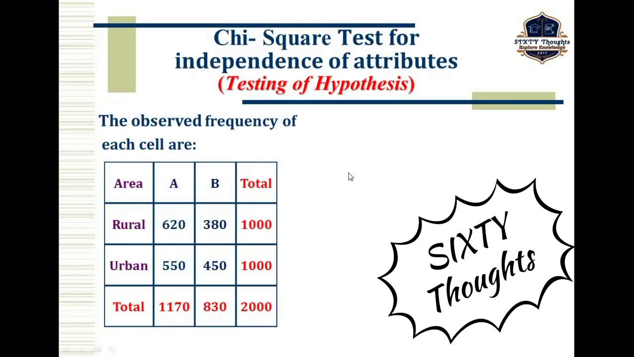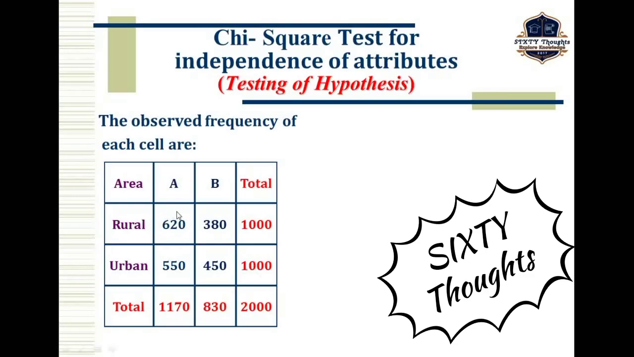Now I am going to find the expected frequency of every cell. In that table also we should get the rural total 1000 and the urban total also 1000. Coming to the candidates, both A and B, we should get the same total values. Then only, how to find the expected value of candidate A in the rural area?